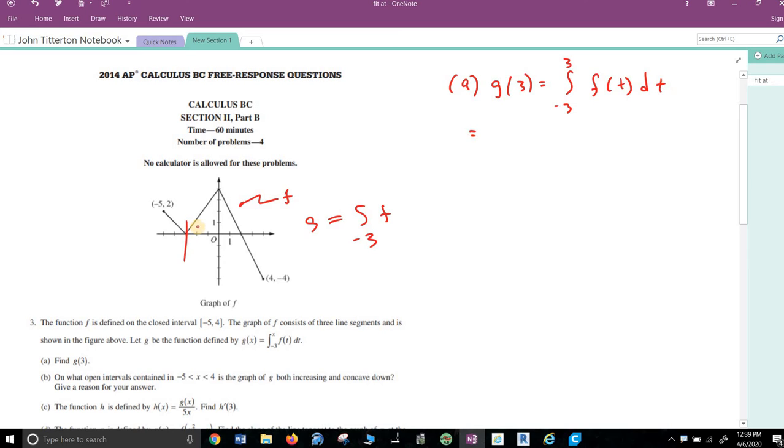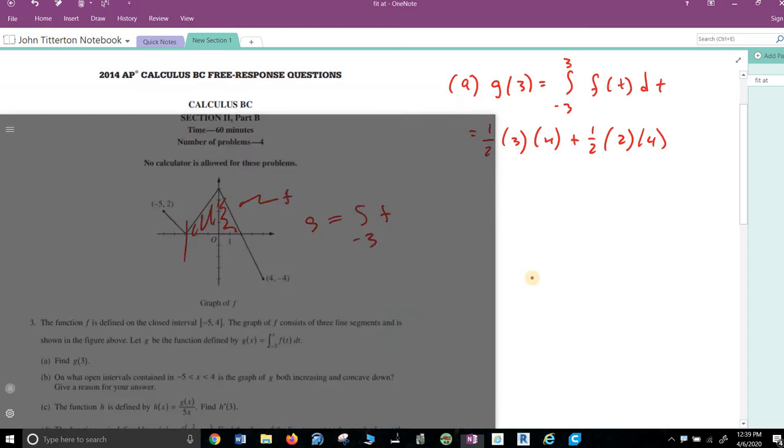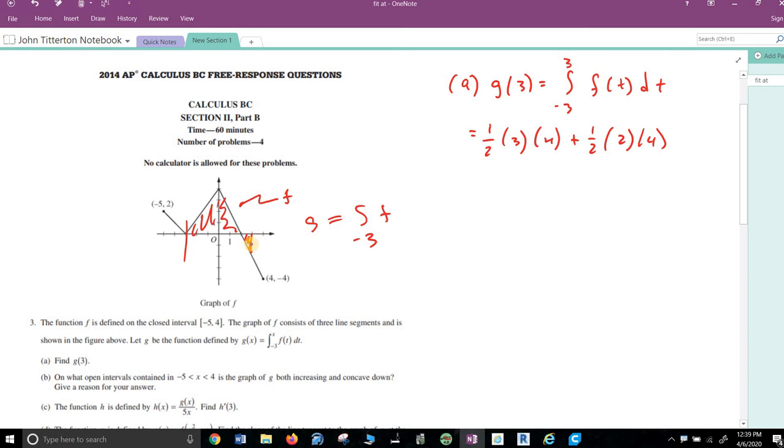And now we can just go, okay, what's this area? If I ruined it for you, it's 1/2 of 3 times 4. And then this area, 1/2 of 2 times 4. And now we're going left to right, so this is minus 1/2 of 1 times 2. And I can't believe I'm doing the math again. I've already done this today. Minus 1 equals 9. So that's g of 3.